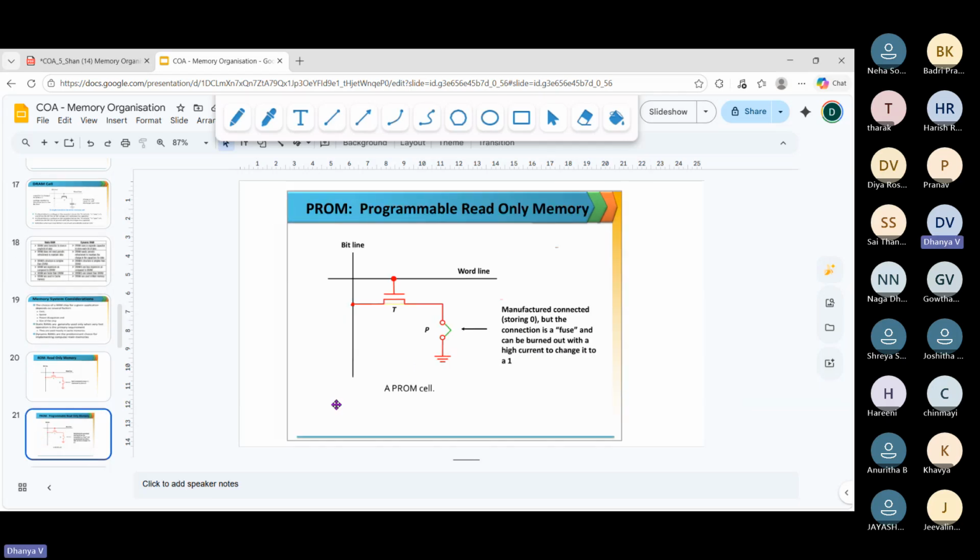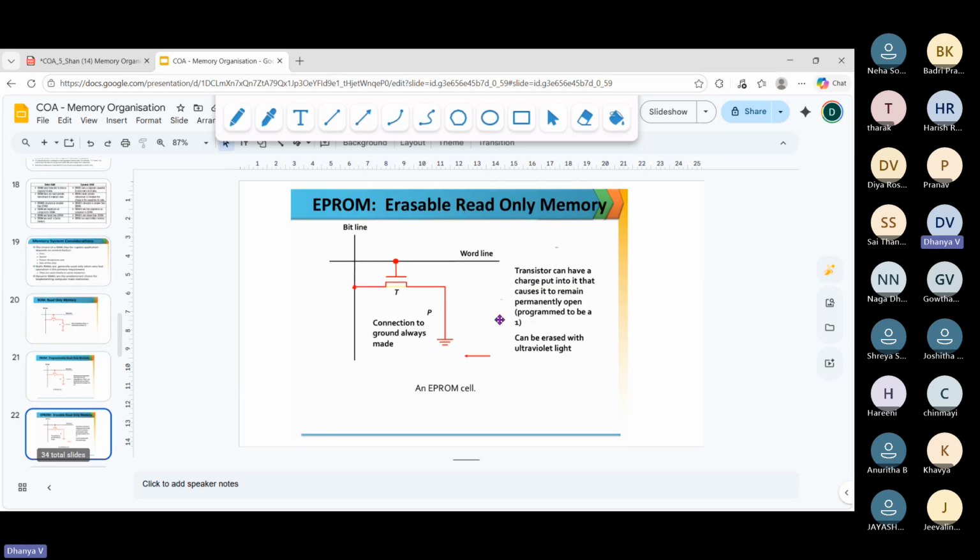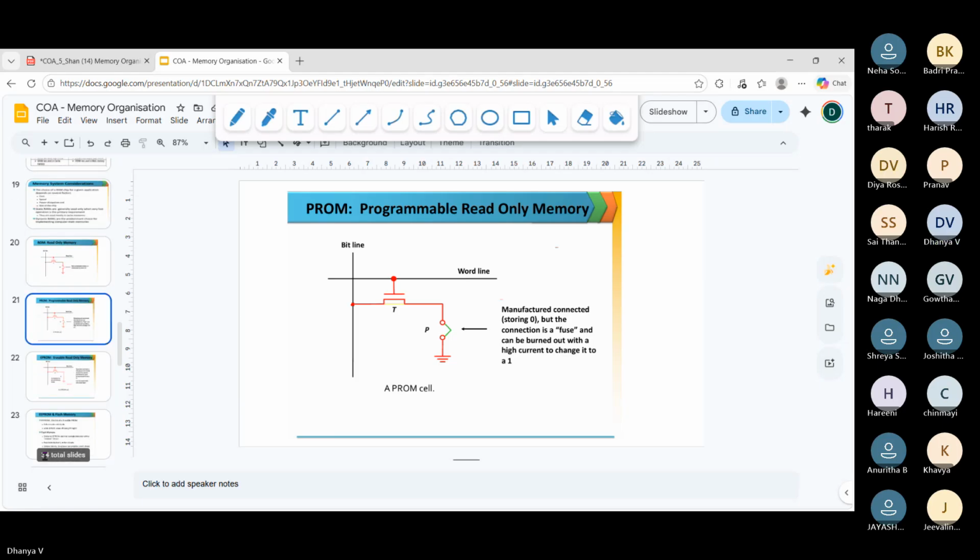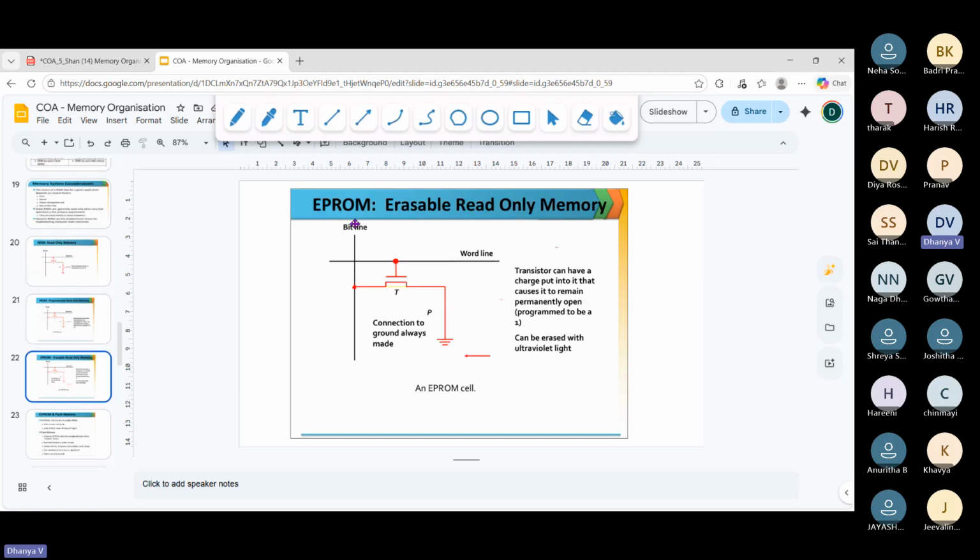But in the case of your programmable ROM, one time it is manufactured and it is all made 0. But if you fuse it, you can change it to 1. You can do that only once. Okay. So you can fuse it to make it programmable, and you can use it for your applications. That is your PROM. Then EPROM. Okay. That is it.